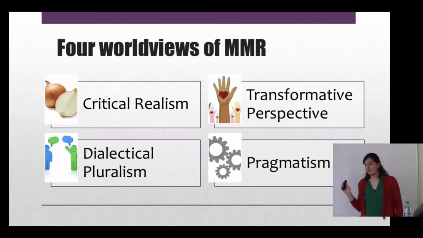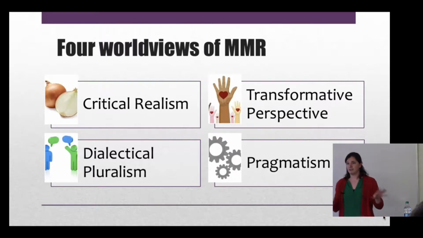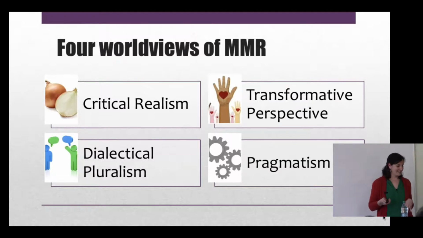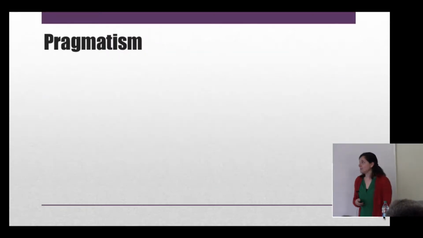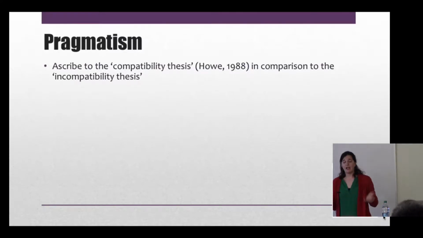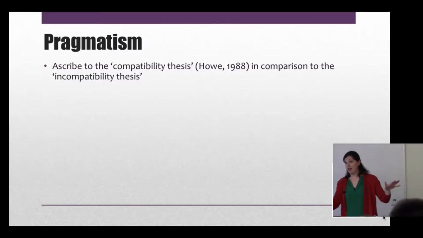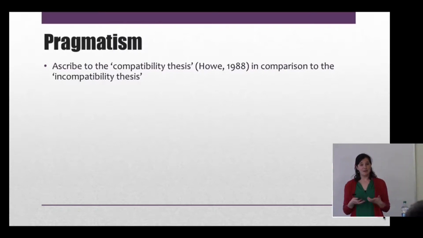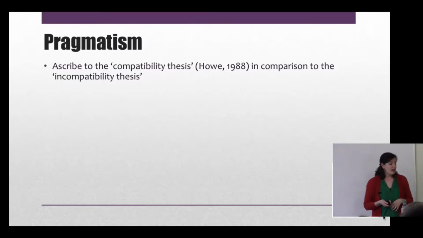So I'm going to try to talk through the 4 of these quickly because we have a lot we want to get to, but they are pretty dense. I acknowledge that I'm just giving you an introduction to the 4 different paradigms, and then you can read more if you are intrigued. So the first paradigm is pragmatism, and this is the one that we're probably the most comfortable with, or at least familiar with. Pragmatism really came about as a response to the incompatibility thesis that came out of these paradigm wars. Pragmatism then ascribes to what Howe calls the compatibility thesis, saying, well, you say these are incompatible. I really think there's ways that we can make them compatible and find some common ground.